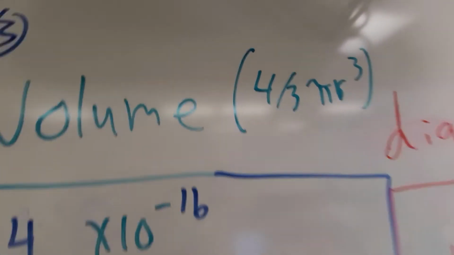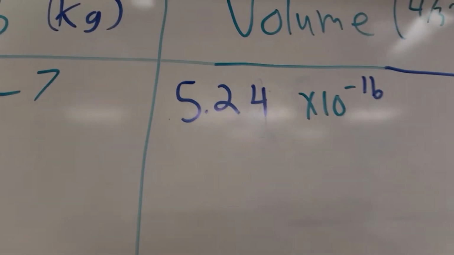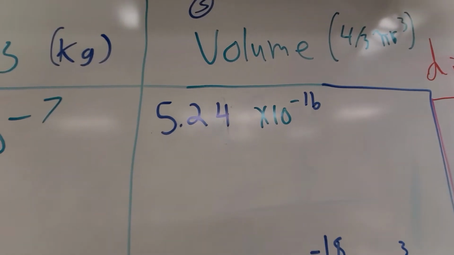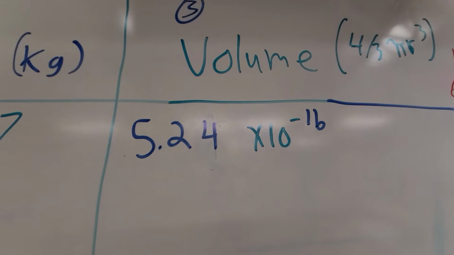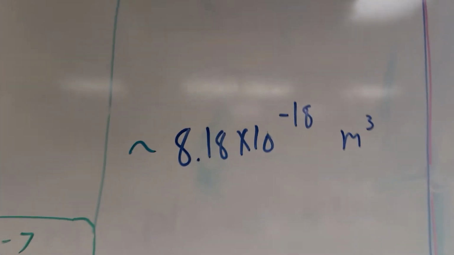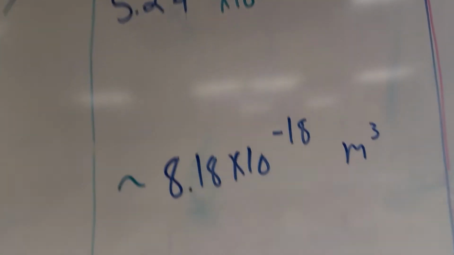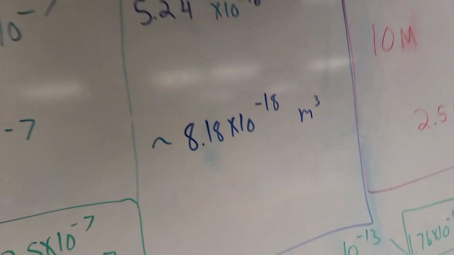So 4/3 pi r cubed, and that gives you a volume, a very tiny volume, because it is just a very small piece of a cubic meter, right? 5.24 times 10 to the negative 16, and 8.18 times 10 to the negative 18th power cubic meters. And then question 4 gets a little trickier.